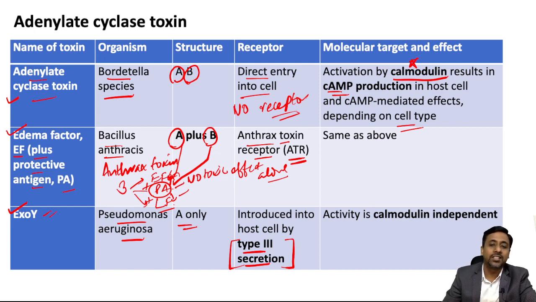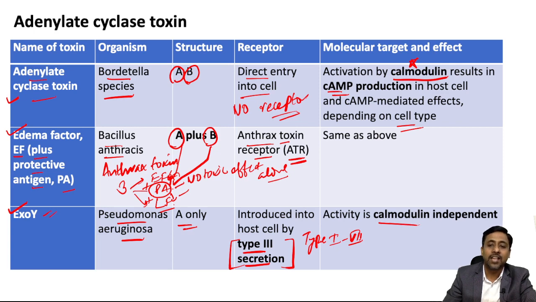So the secretion system or secretory system is of a total of 7 types, 1 to 7 types of secretion system. Okay. So out of these 7 types, Pseudomonas aeruginosa utilizes type 3 secretion for entry of this exoenzyme Y into the cell. And this activity is similar to that of adenylate cyclase toxin, that it will increase the cyclic AMP production. However, it does not need any kind of activation.